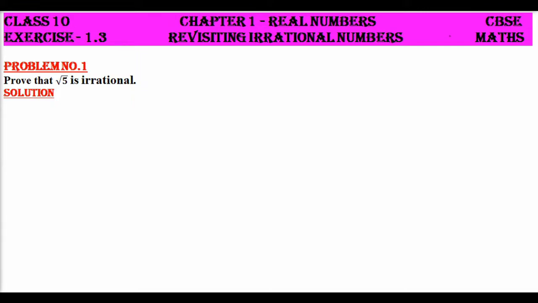Class 10 CBSE Maths, Chapter 1 Real Numbers, Exercise 1.3, Problem number 1. Prove that root 5 is irrational. So now I am going to prove that root 5 is irrational by the technique called proof by contradiction.